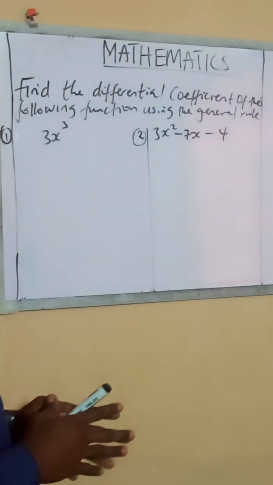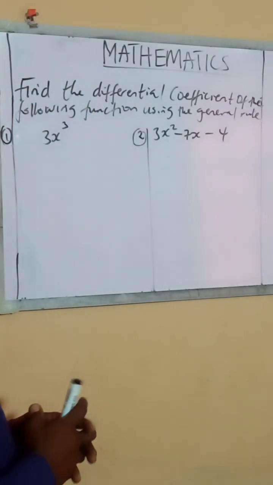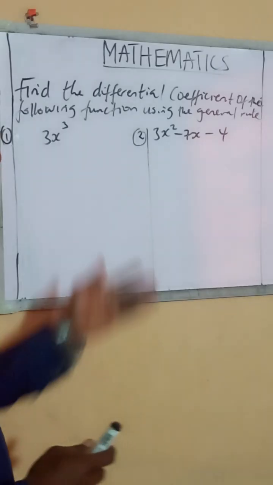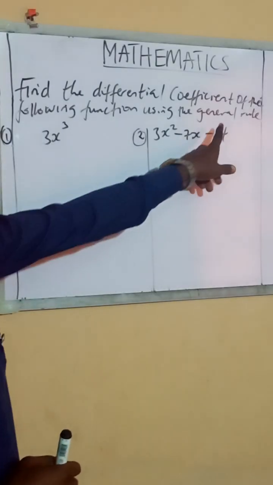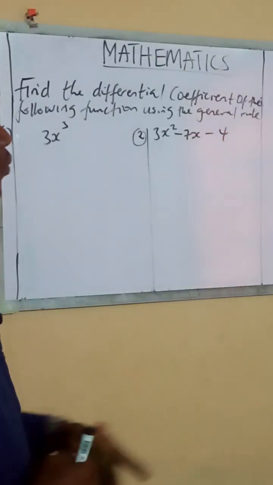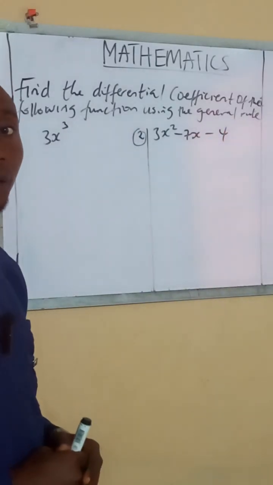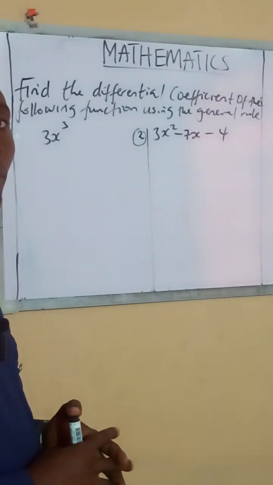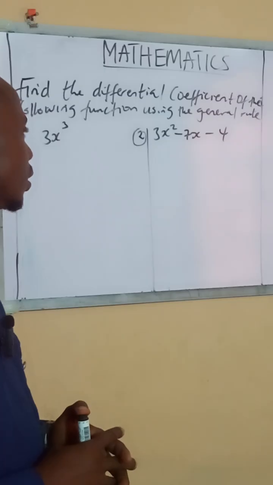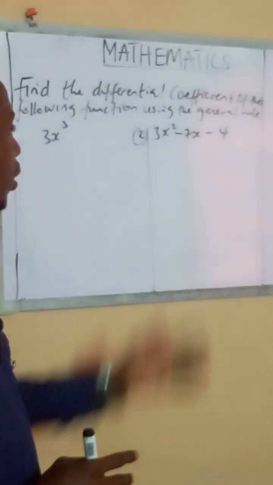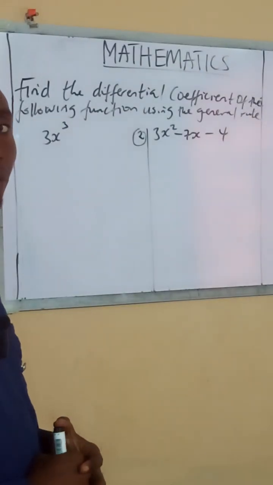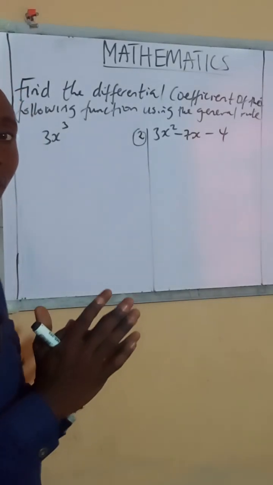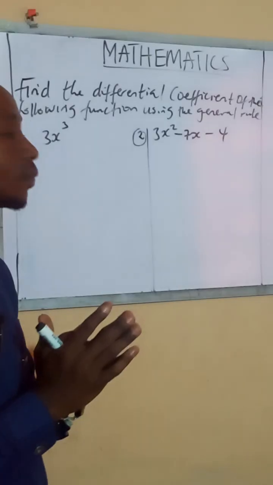We are told to find the differential coefficient of the following function using general rule. Now, when you see the word general rule as it states here, the one thing that should come to your mind, of course, is differentiation. Now, the question now is, how do we differentiate these particular questions before us? Now, let's add our ideas together and see how we can unravel this question.